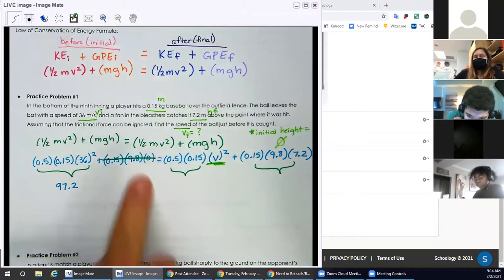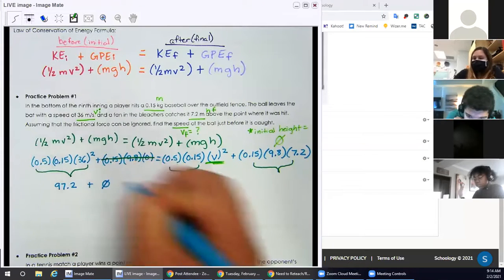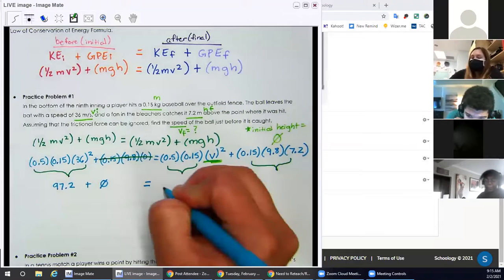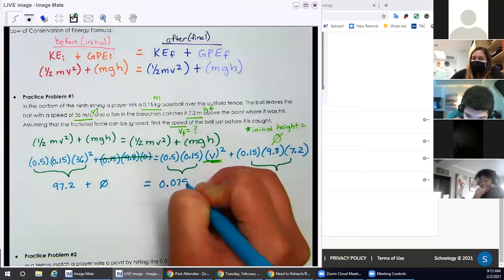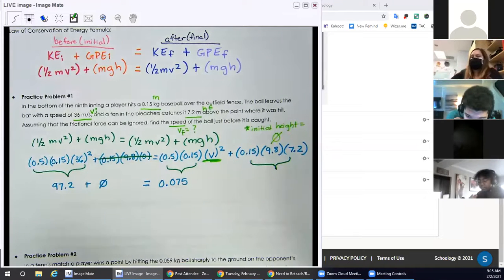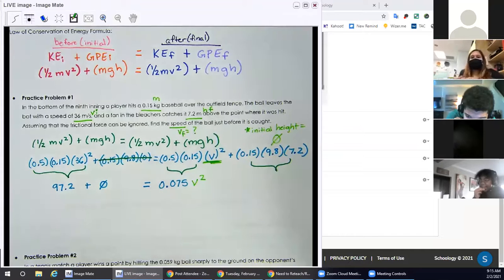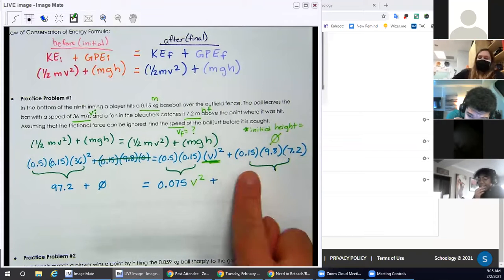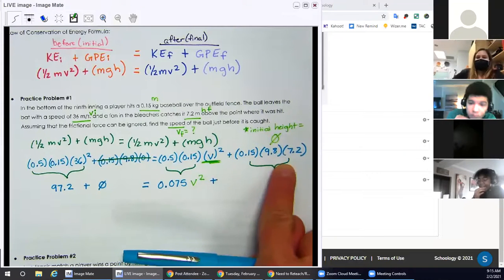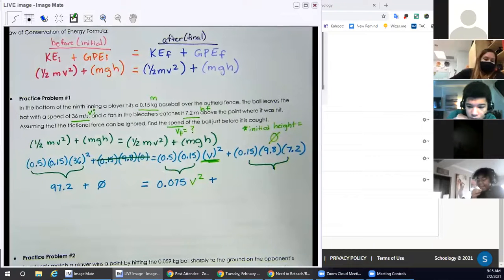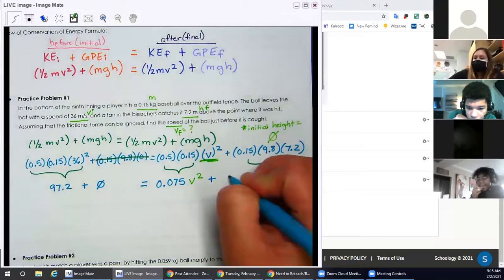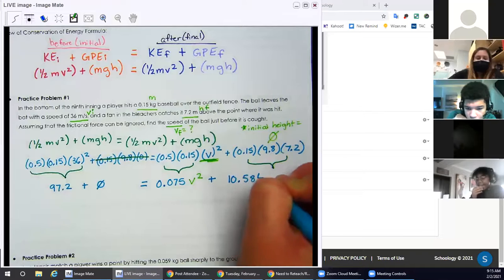And then that's added to 0 because all of that canceled out to 0. And that's going to equal, I'm going to do 0.5 times 0.15. That's going to give me 0.075, but I still have my v squared right there. So I'm going to leave v squared alone. That's what I'm solving for. And then I'm going to add whatever 0.15. I'm going to type all this in, times 9.8 times 7.2. And that's going to give me 10.584.